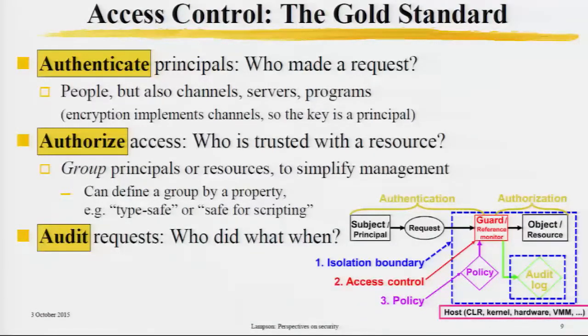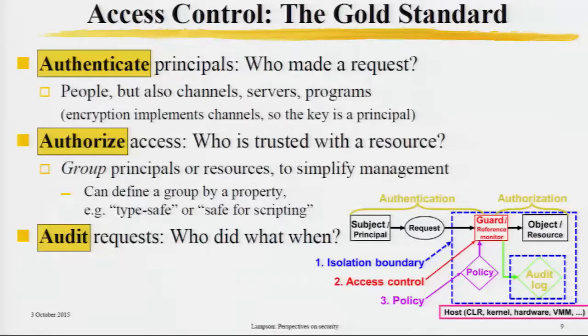The right-hand side of the picture is about authorization. Who is trusted to do something with the resource? And the guard's job is to put together the information about who made the request with information about who's trusted to access the resource in order to make a decision.